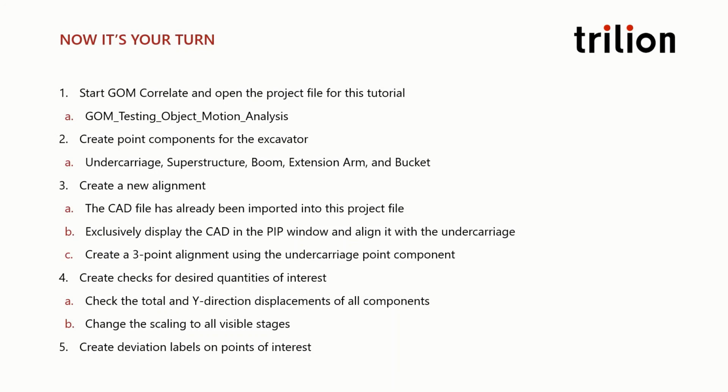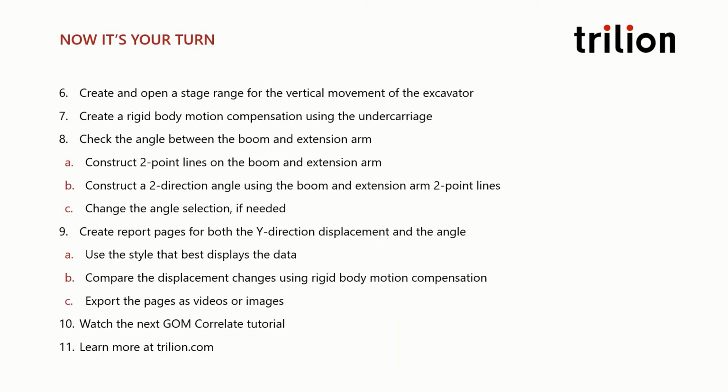With an appropriate alignment, you can now check the point components for the total and Y direction displacements. Practice changing the legend scaling to all visible stages. Create deviation labels on some of the displacement checks. Next, create a stage range for the vertical movement of the excavator and open it in the timeline. Create a rigid body motion compensation using the undercarriage. Find the angle change between the boom and extension arm by constructing a 2-point line on both the boom and extension arm and a 2-direction angle between these lines, and then check it for its angle.